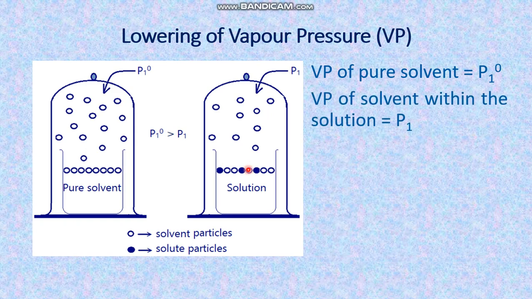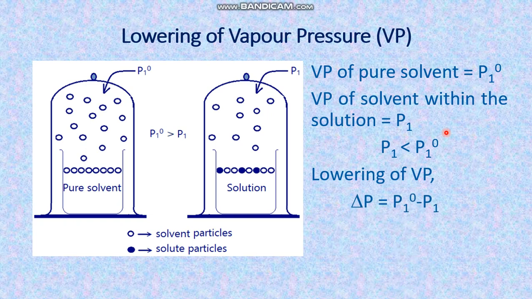Now let us calculate. The vapor pressure of the pure solvent is P10, and the vapor pressure of the solvent within the solution is P1. So P1 is less than P10. So what is lowering of vapor pressure? The lowering of vapor pressure is the difference of these two, and it is denoted as delta P. So delta P equals P10 minus P1.